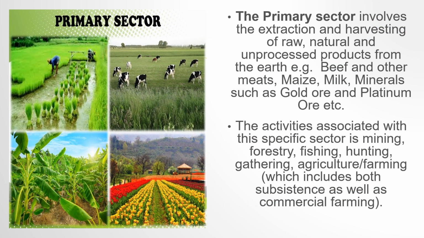So the primary sector involves the extraction and harvesting of raw, natural and unprocessed products from the earth, such as beef and other meats, maize, milk, minerals such as gold ore and platinum ore, etc. And then the activities associated with this sector are mining, forestry, fishing, hunting, gathering, agriculture and farming, which includes both subsistence as well as commercial farming.